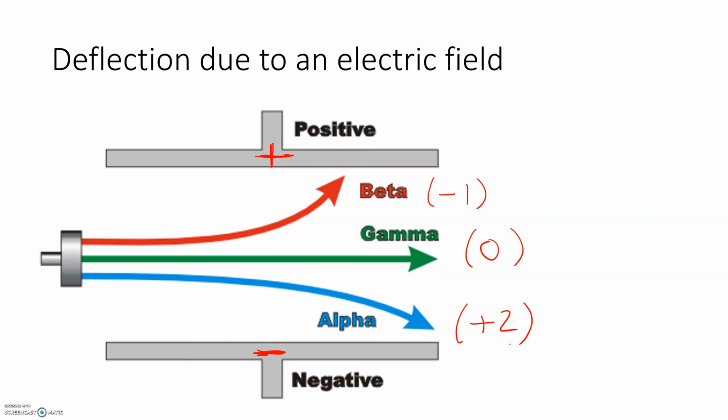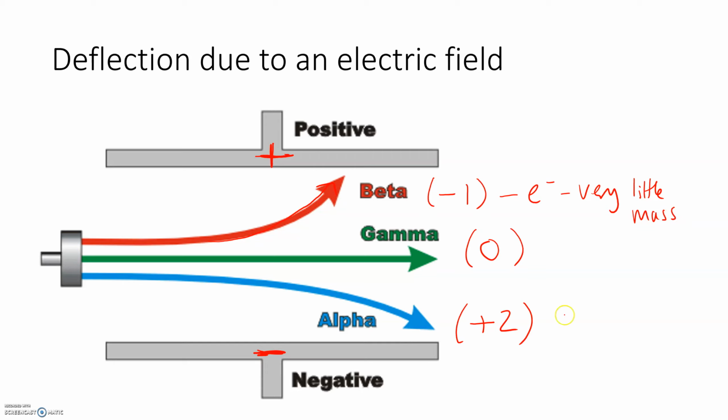You might be wondering, well, why does beta bend more? Well, that bowling ball analogy earlier might help. Remember, beta is just an electron, so it has very little mass, so very little momentum. Well, it has quite high speed, I suppose, but it still has very little mass and very little momentum, so it's easier to bend that.